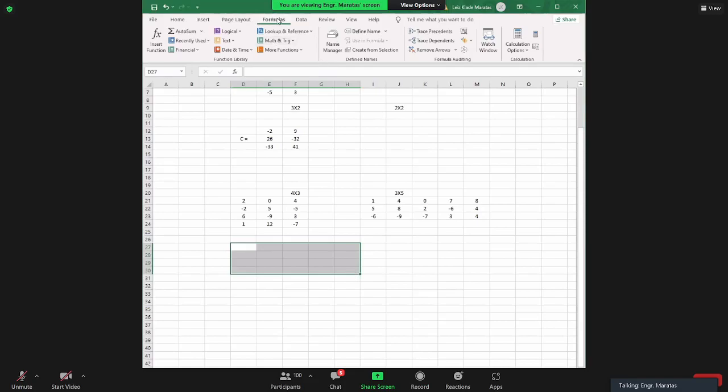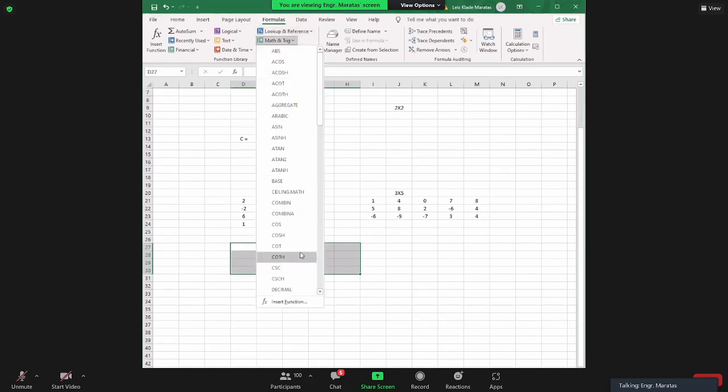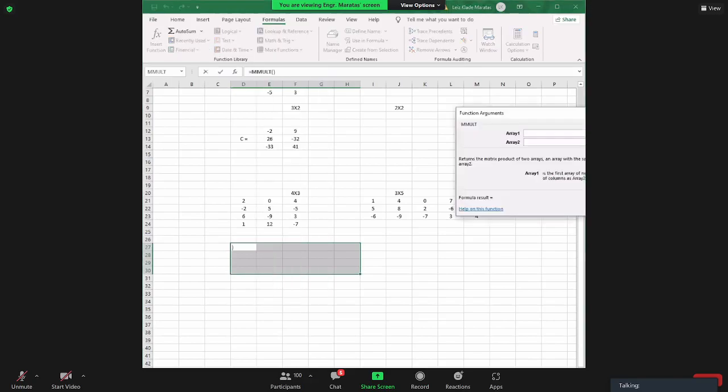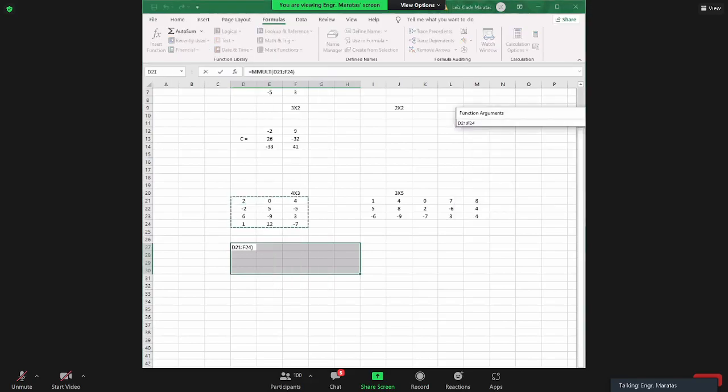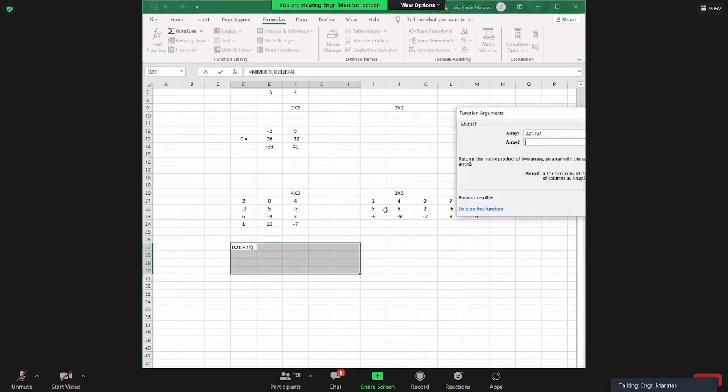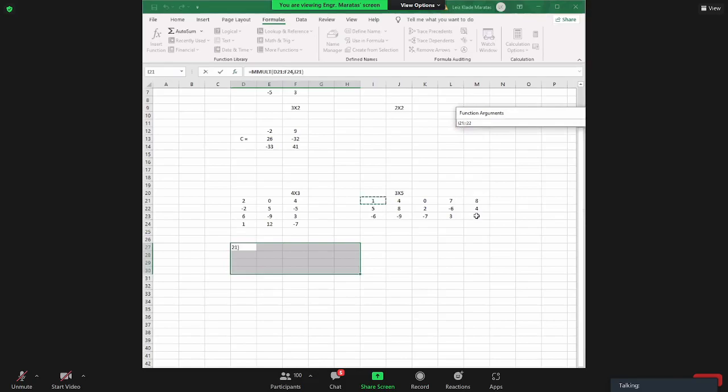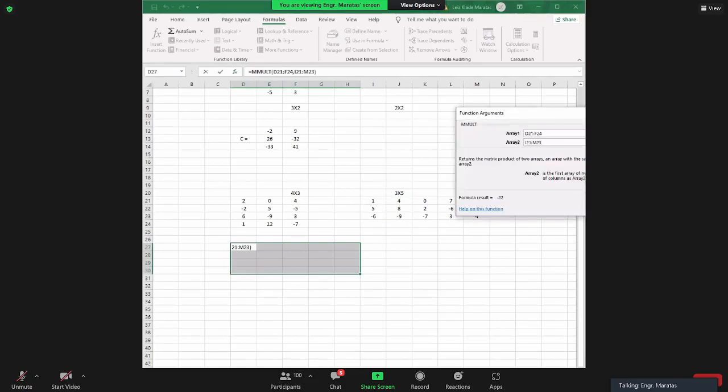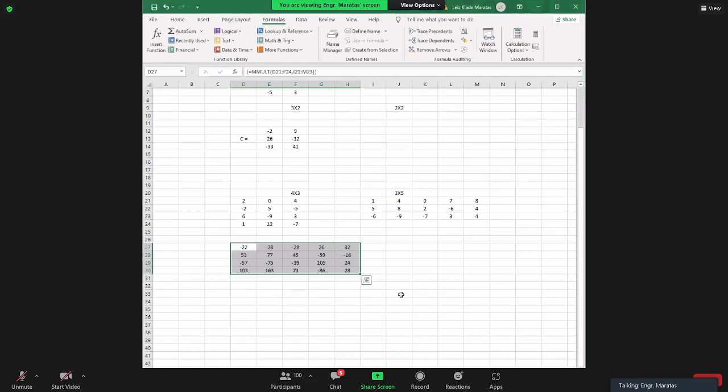Okay, so to multiply this one, you have to go to formulas, then math, then MMULT, matrix multiplication. You select the first matrix, and then the second matrix. Then you press Control Shift Enter. So this is now the resulting matrix, the product of these two matrices.